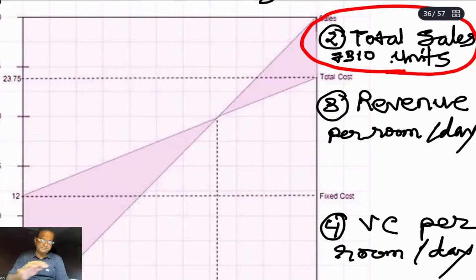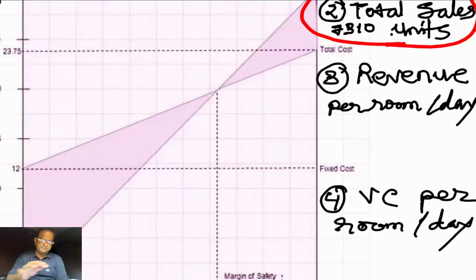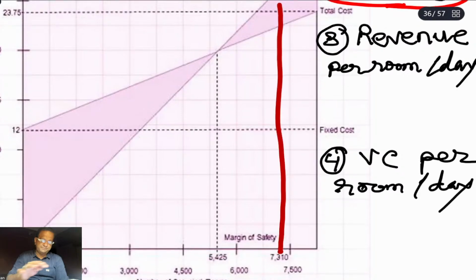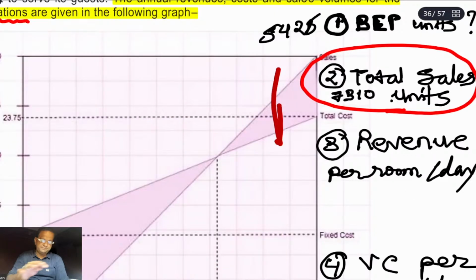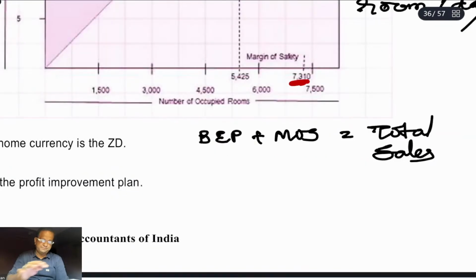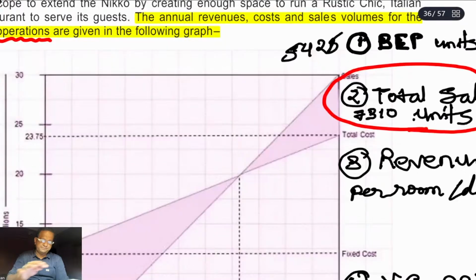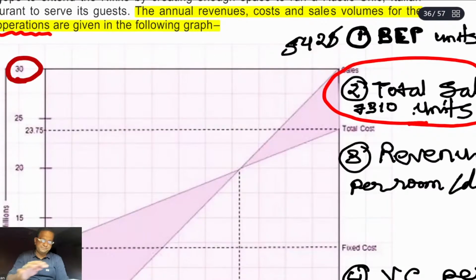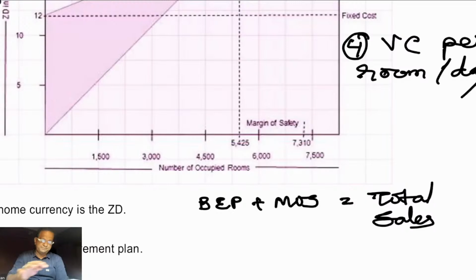Okay, whether the graph of total sale is given, that at 7310 what is the sale revenue? No, that point is not given to you. The total sale revenue is given at the end, and it is 30 million, but this is not our total sale. The total sale of ours is 7310. But when the total sale of 30 million is divided by the maximum unit in this graph, it will provide you the combined revenue per room per day.